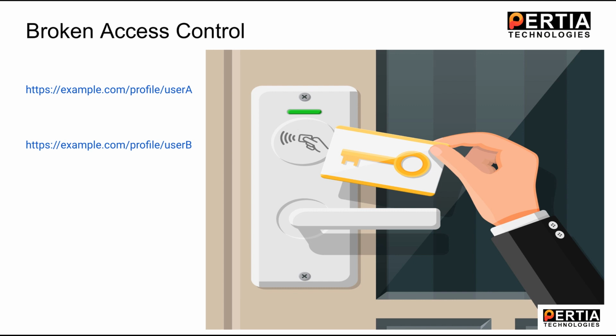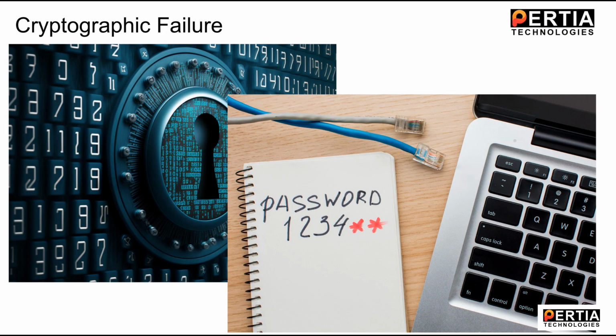Now, let's move on to cryptographic failures. It might sound a bit technical, but don't worry, we have got you covered. First things first, what is this all about? Cryptographic failures symbolize failures of encryption. Cryptography that is not securely implemented can be easily breached.